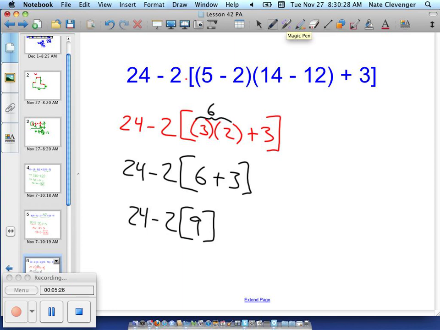Now can I do my multiplication? Yeah, I have that bracket simplified down. 2 times 9 is 18. So 24 minus 18 equals 6. Okay.